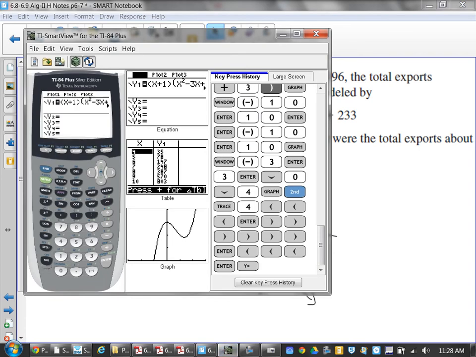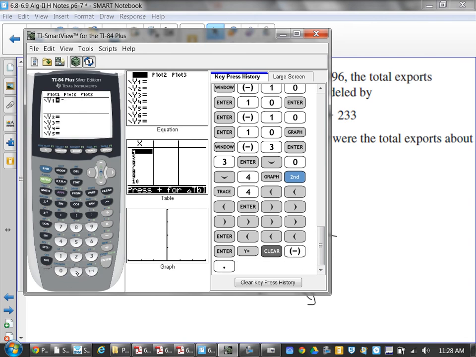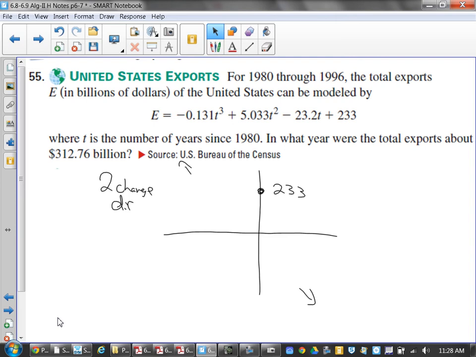Everybody write it down? Here, write it down first, then we'll go back and we'll put it in the calculator.